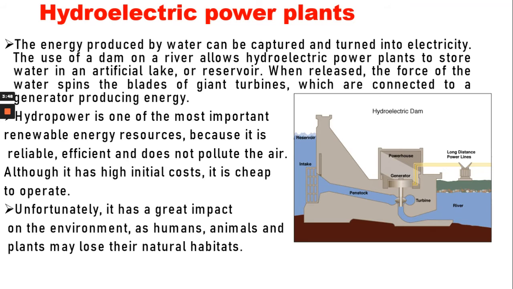Hydropower is one of the most important renewable energy resources because it is reliable, efficient, and does not pollute the air, which is very important. Although it has high initial costs, it's cheap to operate. Unfortunately, it has a great impact on the environment, as humans, animals, and plants may lose their natural habitats.